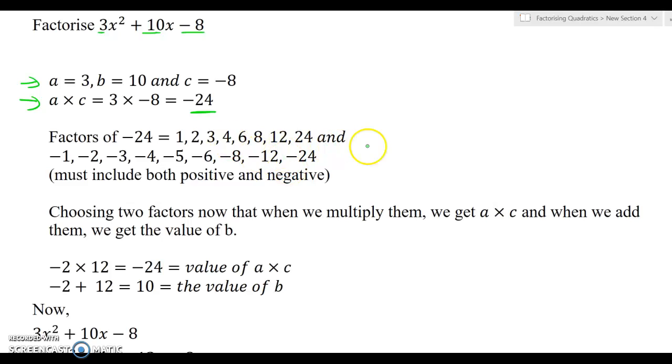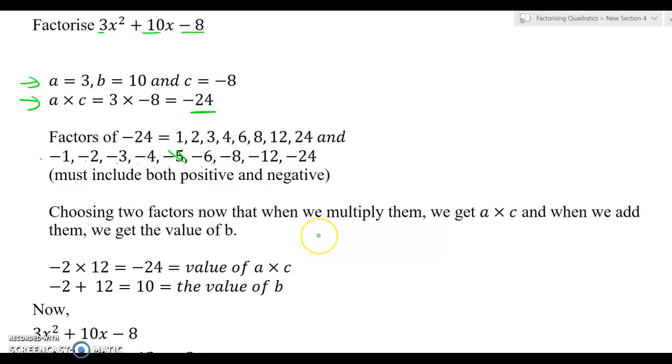So before, when we multiply a times c, we got a positive number, but now we have a negative number, minus 24. So just like before, we're going to list the factors of 24. Forget the negative sign for now. The factors of 24 are 1, 2, 3, 4, 6, 8, 12, and 24. And because it's a negative number, we're just going to repeat those numbers with the negative signs in front of them. By mistake, I have negative 5 there. Negative 5 shouldn't be there. My apologies.